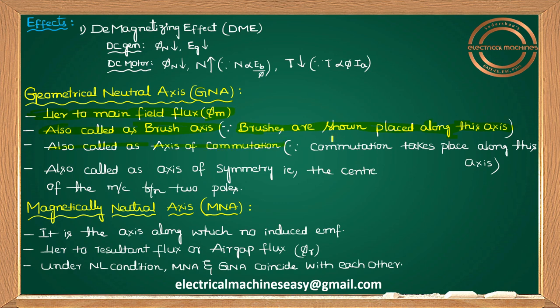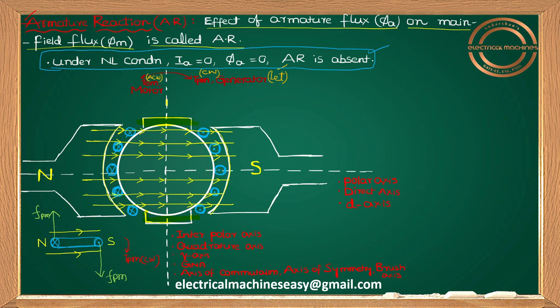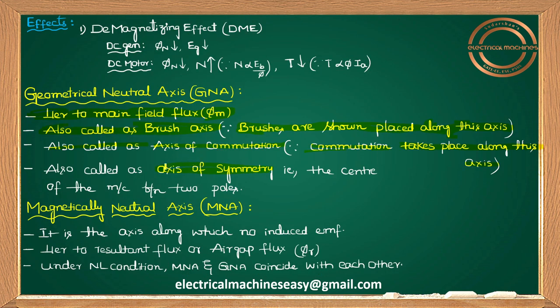And why can this axis also be called axis of commutation? Very simple. We'll discuss it after completion of armature reaction. Commutation takes place along the quadrature axis, along Q axis only. That's the reason why this Q axis or GNA can also be called axis of commutation, since the commutation occurs along this axis. And why we are calling GNA axis of symmetry means it's the geometrical center of the machine between two poles. It's very clear, no? Geometrically, this is the center point between these two poles. That's why this axis can also be called axis of symmetry.